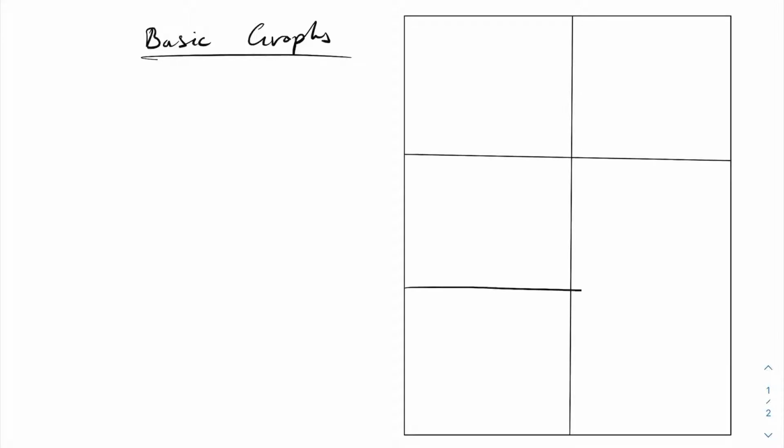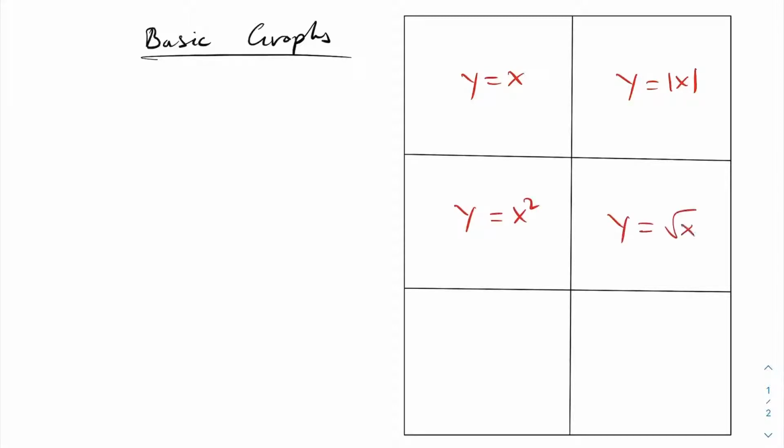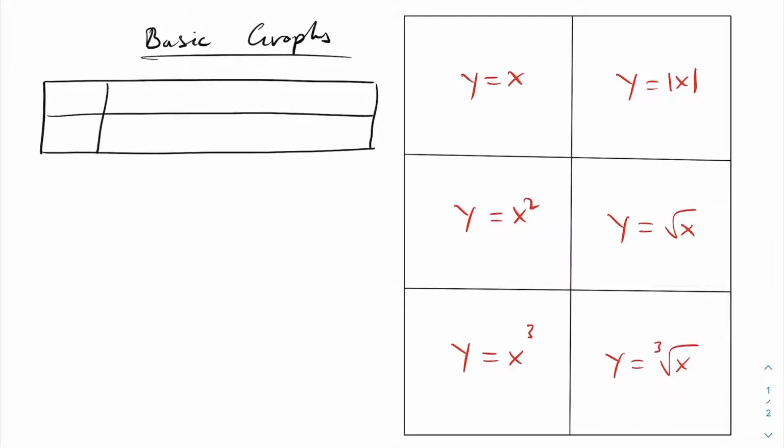So we're going to look at 6 different drafts, the y equals x. We're going to look at y equals absolute value of x, then y equals x squared, and then its inverse y equals square root of x. And then we're going to look at y equals x cubed, and then its inverse y equals the cube root of x. And so to do that, I'm going to look at values for x around the origin.